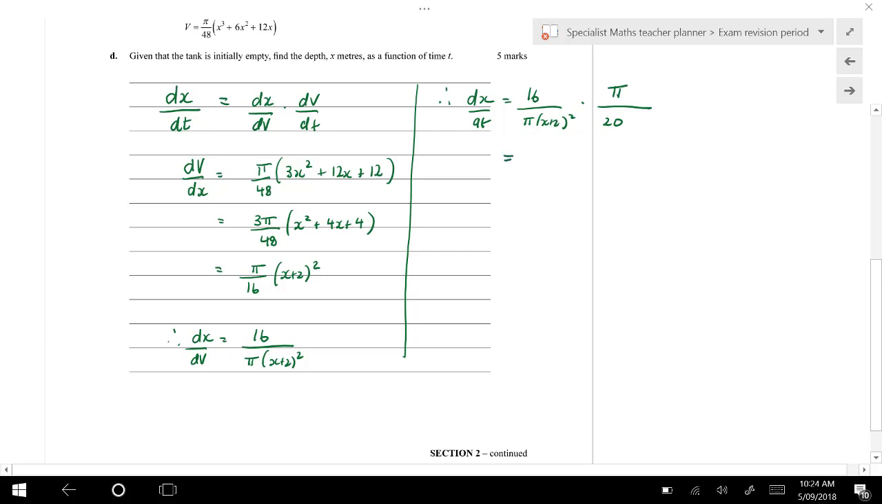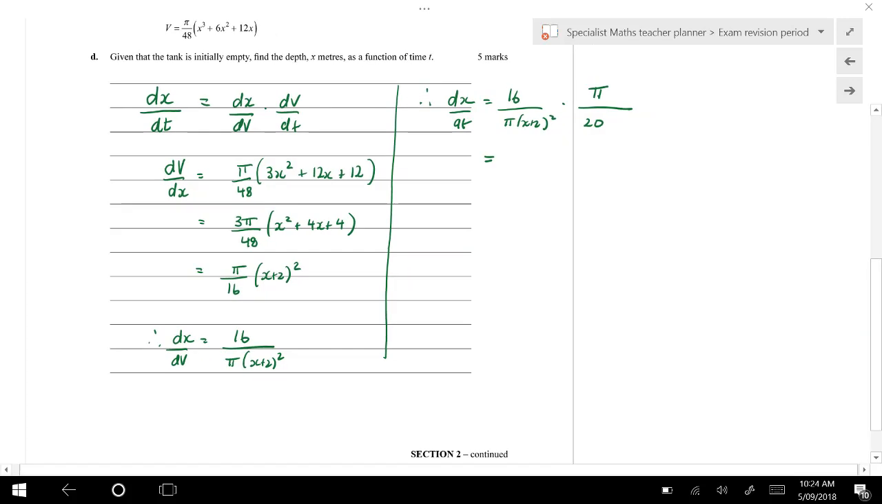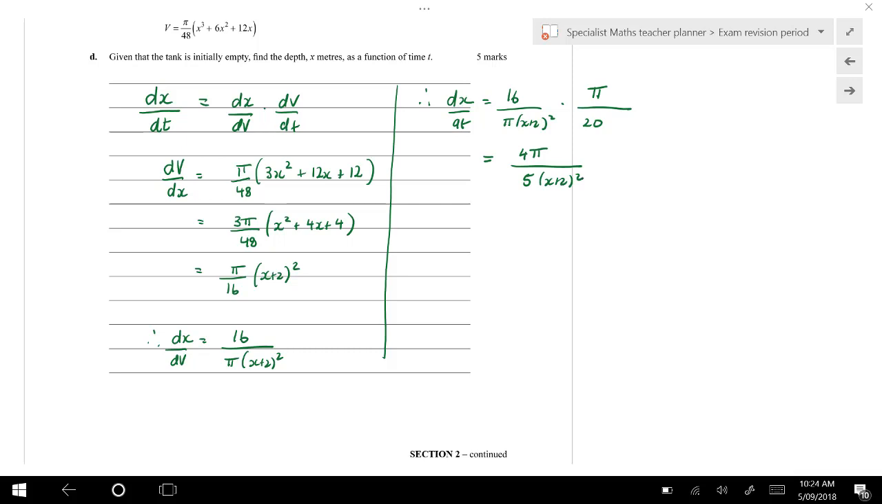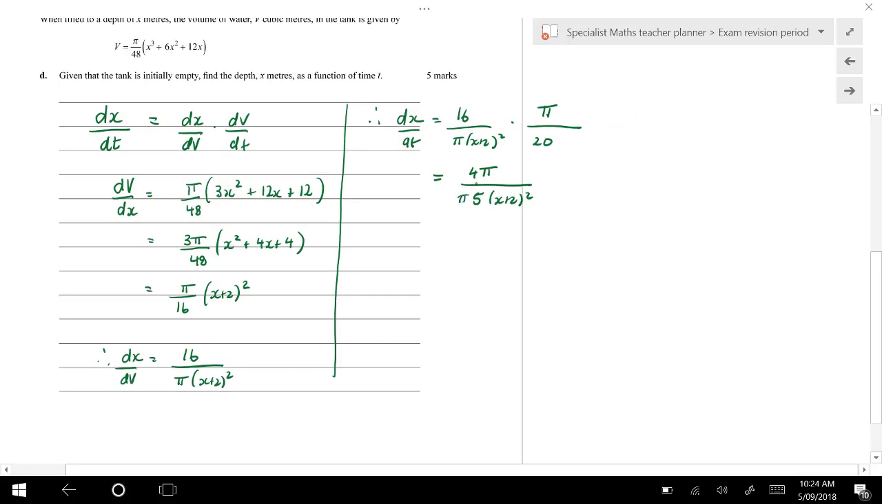Can you see here? I think you need to have these skills in order to finish this exam on time. You really need to be able to do it by hand. You can really waste your time on the calculator, punch things incorrectly and then trip yourself up. So that's going to be 4/5, so 4 pi on 5, x plus 2 squared. Now it's saying, given the tank is empty, find x in terms of t. Well, we've got a differential equation. Sorry, yes, the pi's cancel out. Thank you. Trying to do this way too fast.